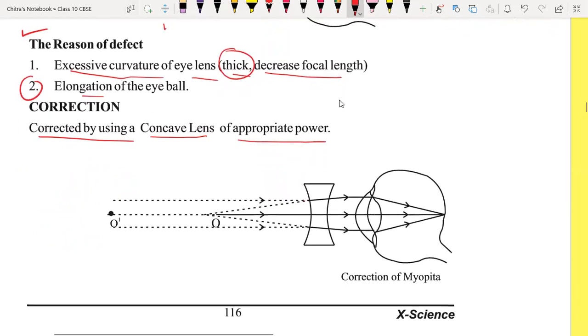See, light is supposed to be incident on that particular region, coming parallel to the principal axis, so it would converge over here. But we have used a suitable concave lens, so it diverges the light rays over here, and then they focus at the retina, and the image is formed over here. If the image forms here, then our retina will produce impulses, and our brain is going to form a clear image of that object.